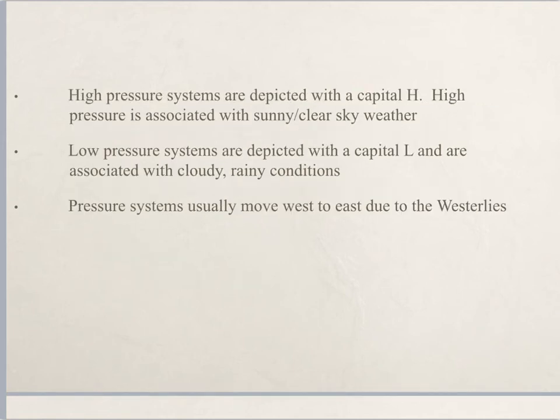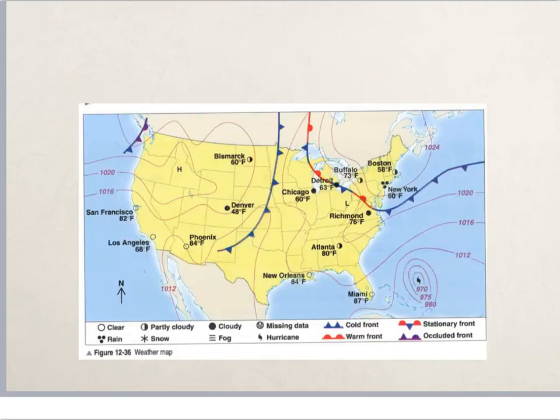High pressure systems are usually indicated by a capital H, and they're associated with sunny or clear skies. Low pressure systems are indicated with a capital L, and they're associated with cloudy and rainy conditions with your nimbostratus clouds. Pressure systems usually move from west to east because we live in the prevailing westerlies. That's the global wind pattern that most of the United States is located in. So if you want to look to see what kind of weather is heading our way, you look to the west of Pennsylvania.